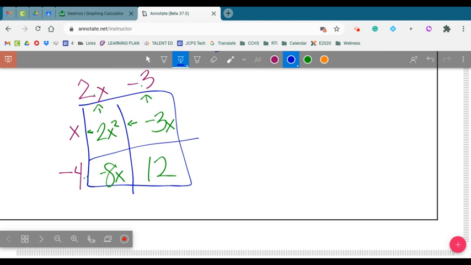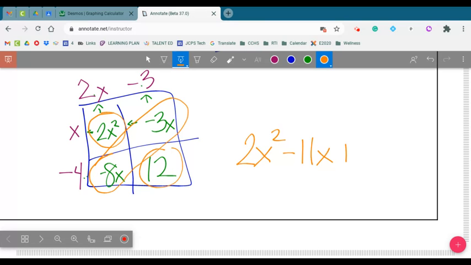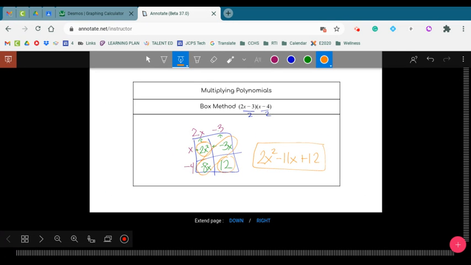Then we bring what is over from our box and write it in a simplified expression. So you always start with the top left term. So I get 2x squared. And then our diagonals we can normally combine because they're like terms. They both have x's. So negative 8, negative 3 is going to give me a negative 11 because we just add them. And then your 12 is going to be tacked on the end. And that is my answer. So we're going to keep practicing this with our box method.